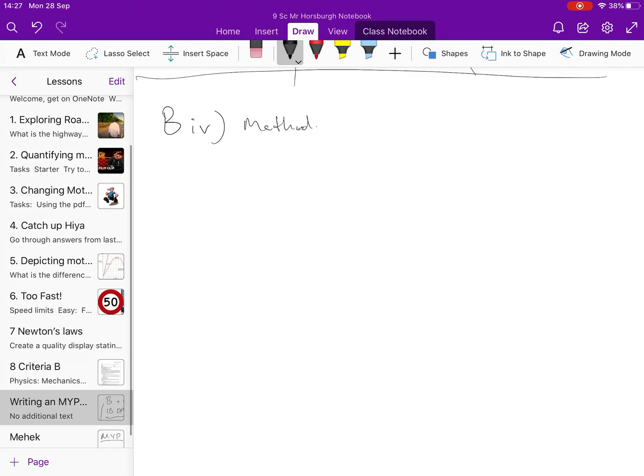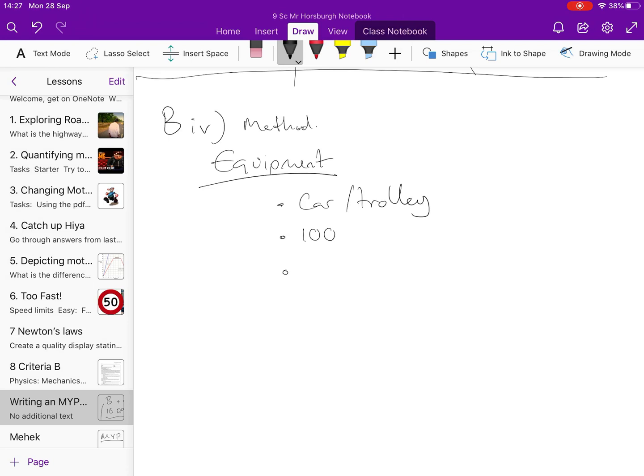So going back to here then, our method needs to start with our equipment, I think is logical, isn't it? This can basically be a list. For this experiment where we're changing the mass of a car and rolling it down a ramp, we're going to need a car, or a trolley as they're sometimes known. We're going to need some 100 gram masses times 5 plus hanger, and we're going to need a ramp.